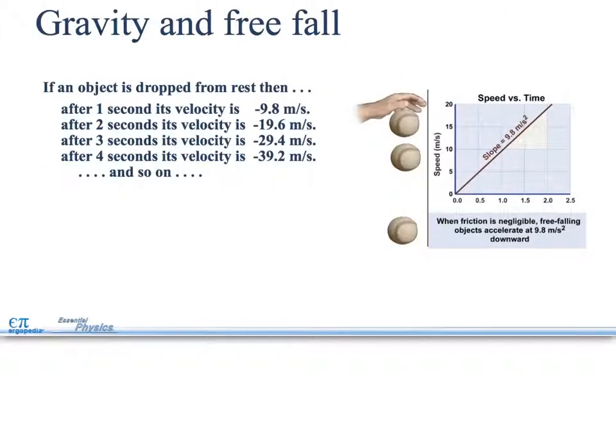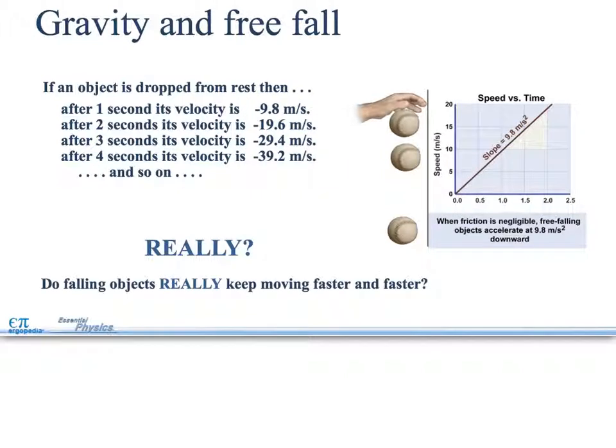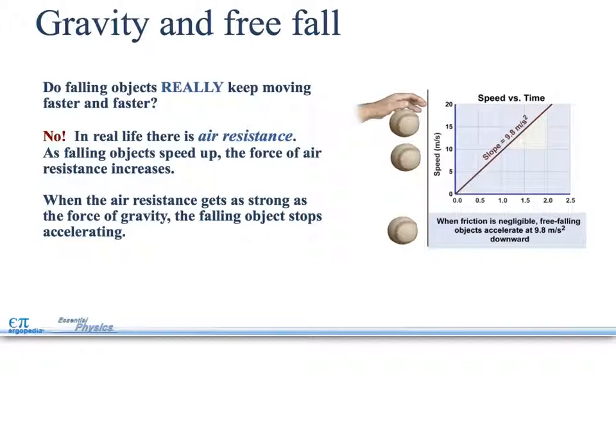So if an object is dropped from rest, and so on and so forth, for what we just said before, each second with this slope, do falling objects really keep moving faster and faster? The answer to that is yes, because they are accelerating. Meters per second squared shows you acceleration, so they're getting faster and faster every second.